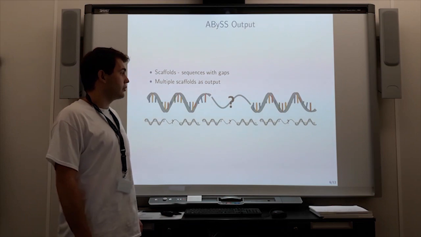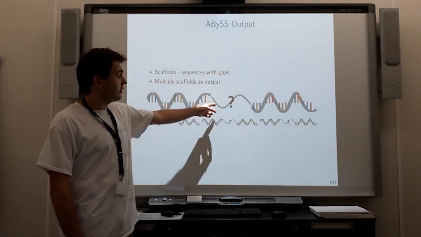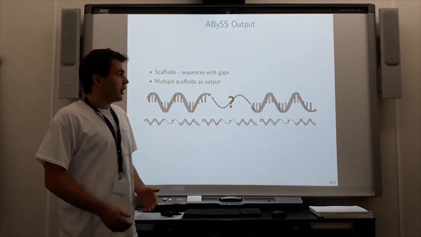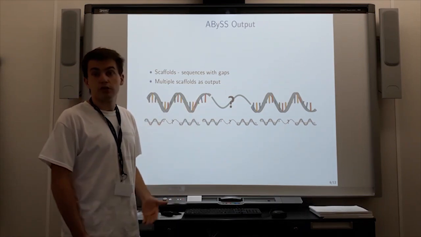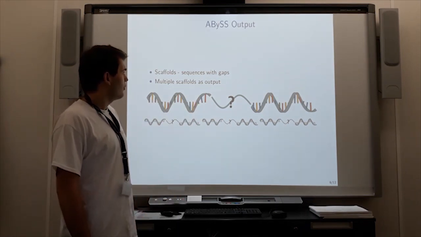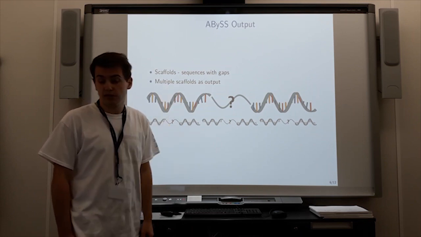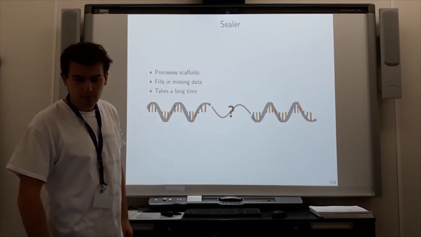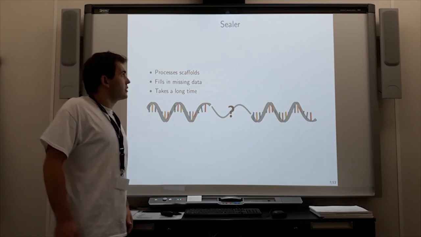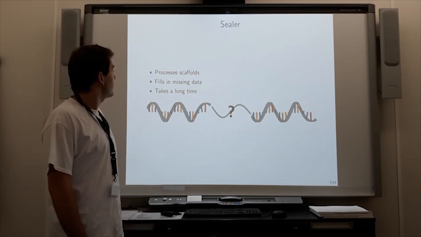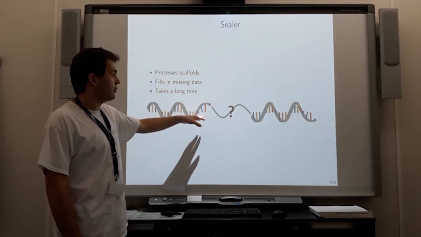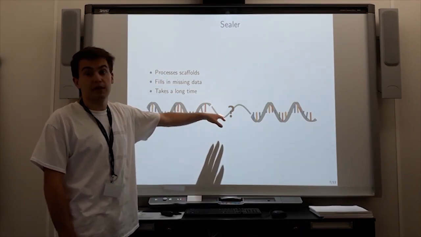Scaffolds are not continuous DNA sequences. They contain gaps in them, and we know the length of these gaps, but we don't know the DNA information they should contain. And moreover, there's more scaffolds than just one at the end. One of the stages of Abyss is called Sealer. It's the one I've been working on. It processes these scaffolds and tries to fill in the missing data.